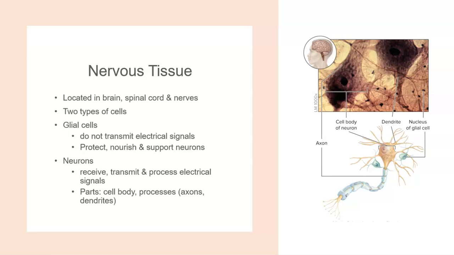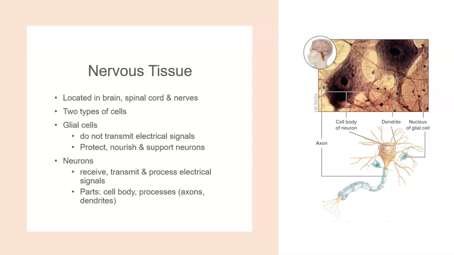Glial cells that are supporting cells. They do not fire nerve impulses. They protect, nourish, and support the neurons. The neurons are the star of the show. They receive, transmit, and process electrical signals by firing nerve impulses.